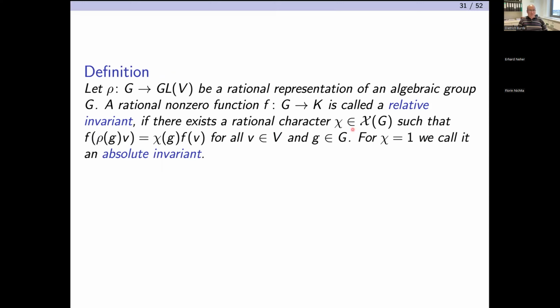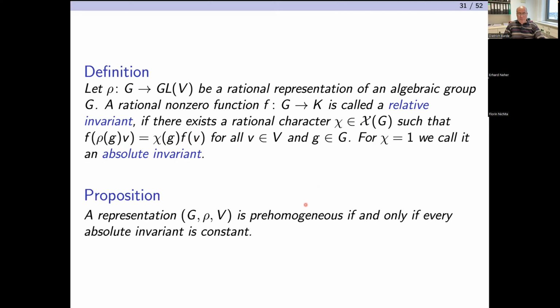And we don't really need this, but people speak there of relative invariance and absolute invariance if you have non-zero functions which, for a character, which is a homomorphism to the multiplicative group, satisfy a sort of invariance condition. And this prehomogeneous condition can be formulated also in this way, that these invariants are constant. So I only want to say this prehomogeneous has been studied by many people, so we can use it.